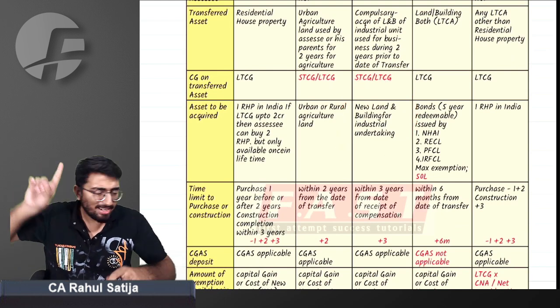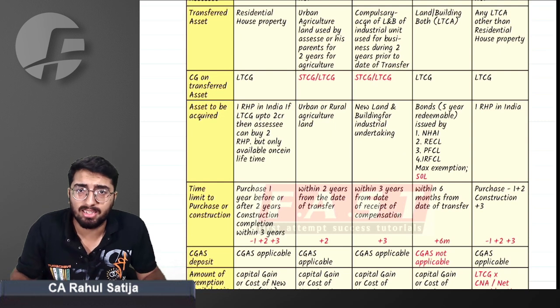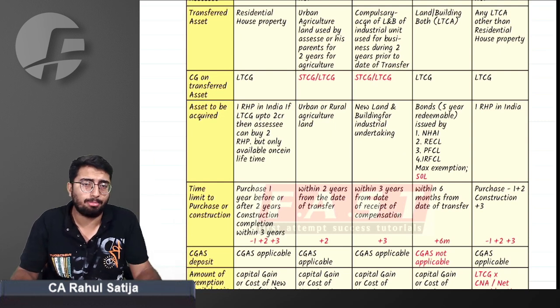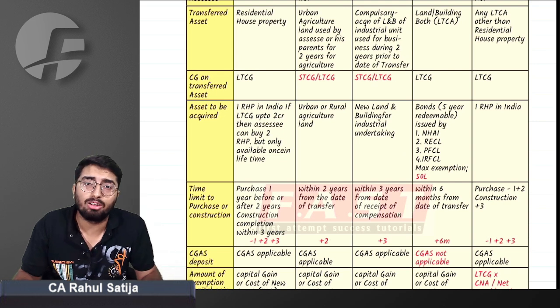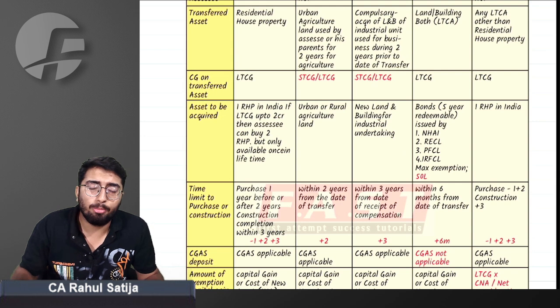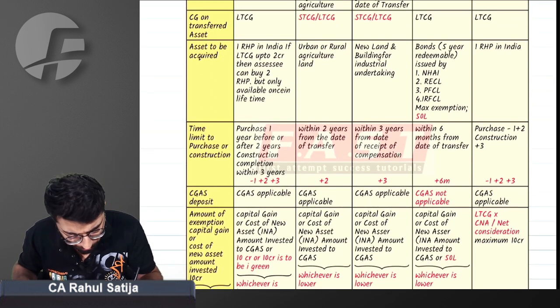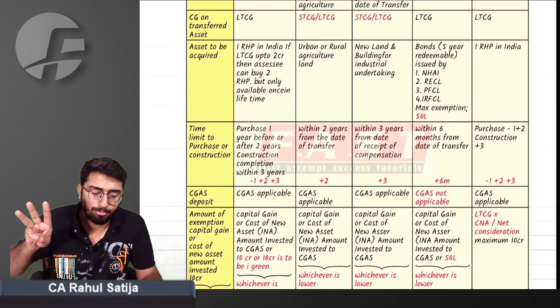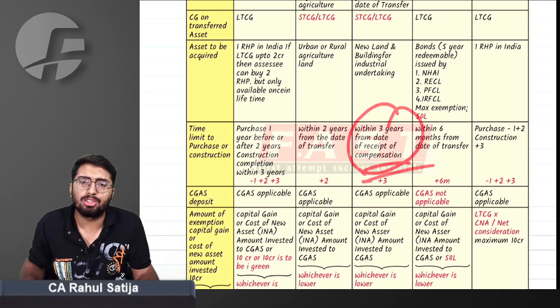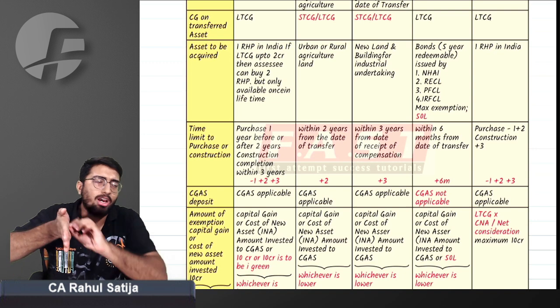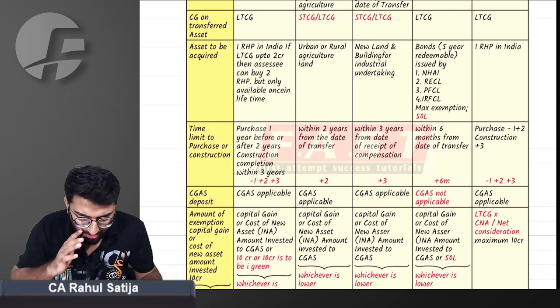What I said, any assessee whose industrial land or building has been compulsorily acquired, which was used by them at least for 2 years, any long-term capital gain, any short-term capital gain will be exempt if they buy any kind of new land and building for industrial undertaking. Within how much period should it be bought? The provision says it should be bought within 3 years from the date of receipt of the compensation. As soon as you receive compensation, you have to buy it within 3 years.